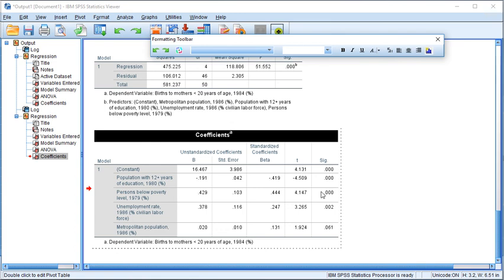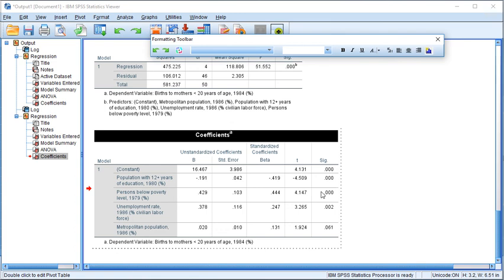We notice the unemployment rate is also statistically significant at the 95% confidence level. But if we wanted to use a 99% confidence level, then we notice that this t-test would no longer be statistically significant. Its probability value is 0.002.